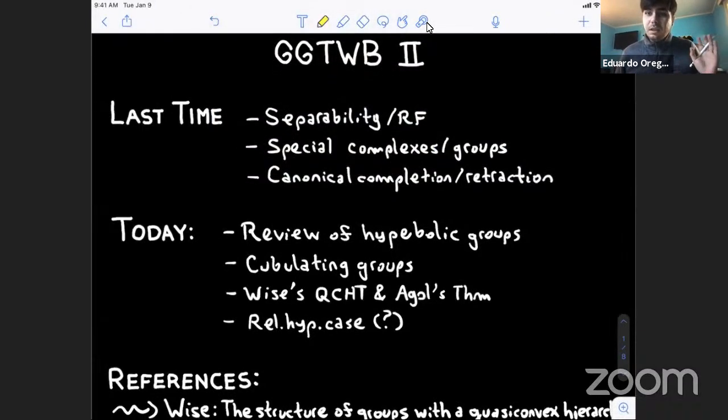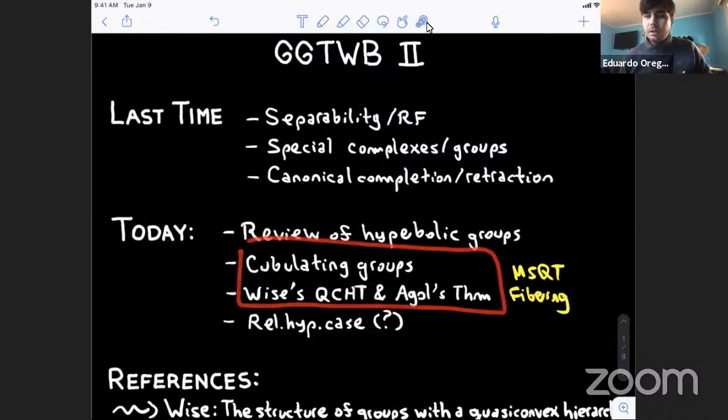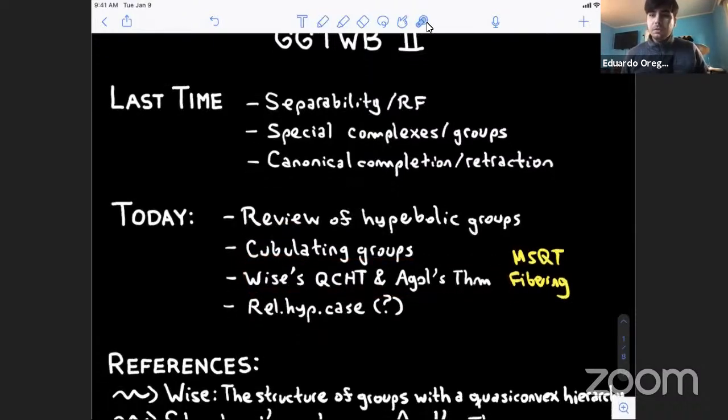Before we continue, just a warning. Today, we won't discuss the malnormal special quotient theorem, which is pretty sad. It's a technical statement, but it's the flavor of the theory of cubulated hyperbolic groups. Both results are proven using the malnormal special quotient theorem, and generalizations or variations of this result are available. Another thing I won't discuss today, in terms of the application, is the virtual fibering, which was another nice application when these theorems were proven. So I won't discuss this.